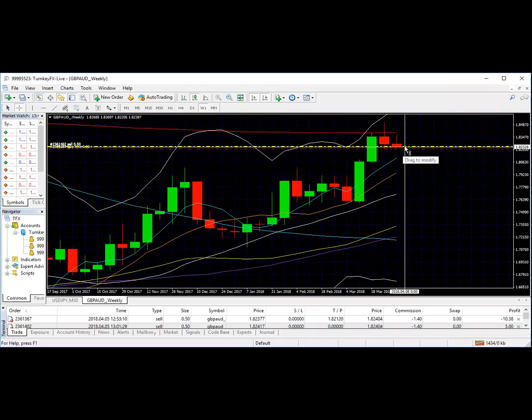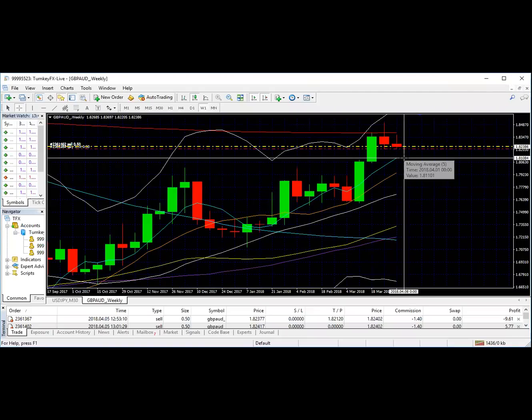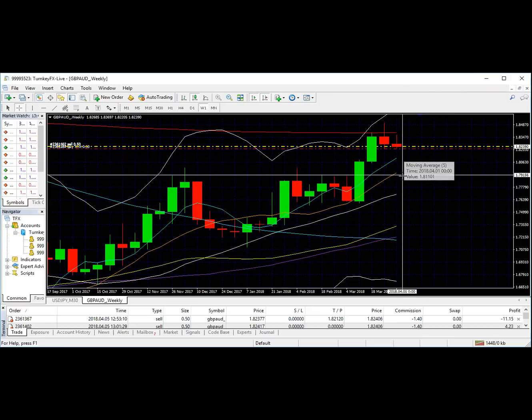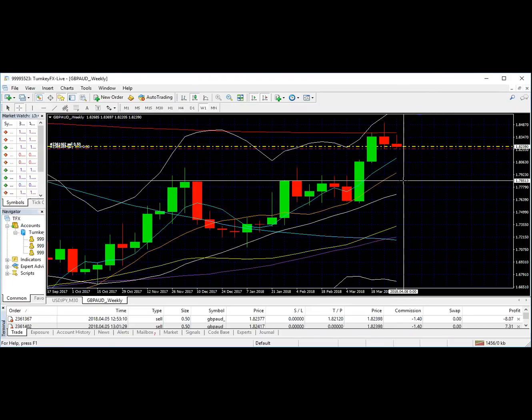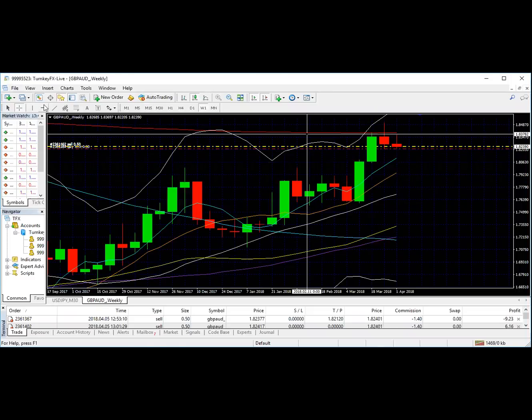Now, I don't think we'll come all the way back down here. It is a possibility we could come all the way down to 1.81, or even all the way down here to the support level, 1.78. I don't think that's going to happen. Why? Well, it's simple, because we broke out, we came to resistance, we're trading sideways, and we're going to break out again, just like Euro USD did before.